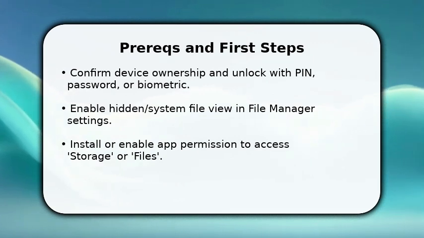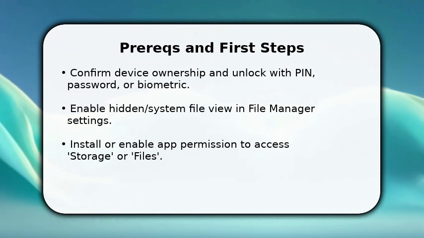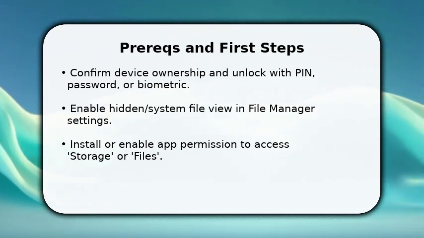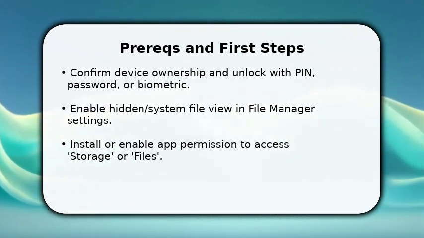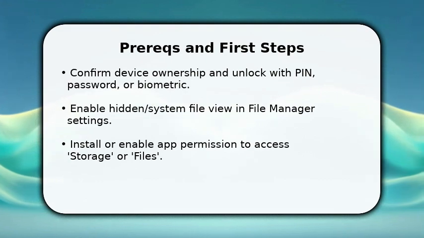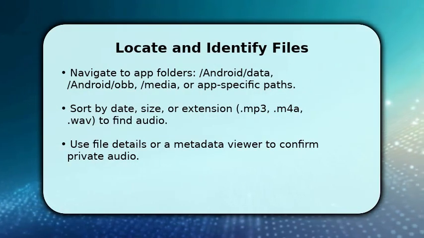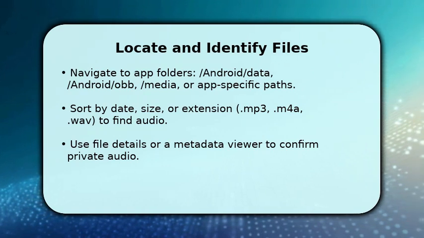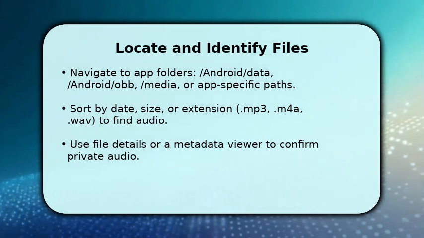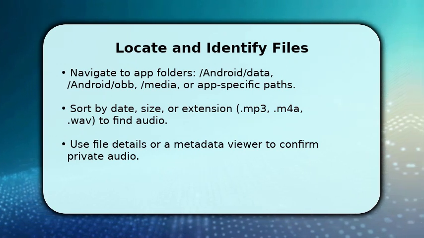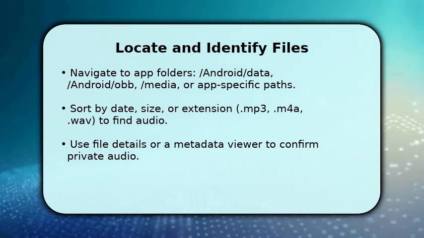Once done, navigate to the app-specific folders, often under /Android/data or /media, so you can locate audio files that were previously invisible to normal browsing. Once you can see hidden folders, go to common locations like /Android/data, /Android/obb, and the app's private directory. These often contain media caches.